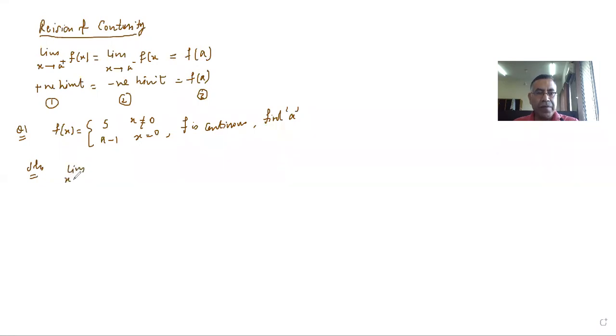So if I go with the limit x tends to 0 positive, the value must be 5, not a minus 1. Why? Because when x is not equal to 0, it is equal to 5. Which is equal to, when limit x tends to 0 negative, that means less than 0, maybe 0.999, so when x is not equal to 0, it is again 5.